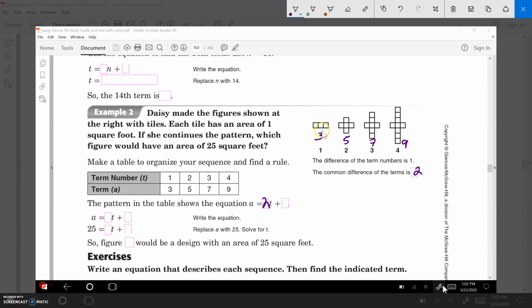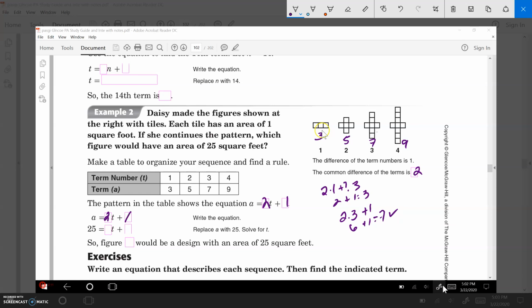However, if I look at the first term, 2 times the first term plus what gives me 3? Well, 2 plus 1 equals 3. Let's double check here. Let's pick the third term. 2 times 3 plus 1. Well, that's 6 plus 1. Is that 7? Indeed it is. So A equals 2t plus 1.